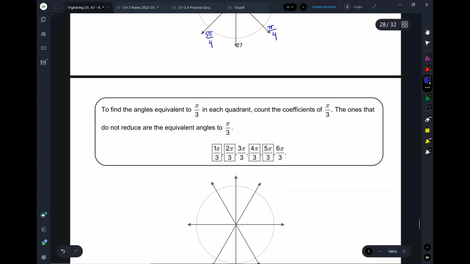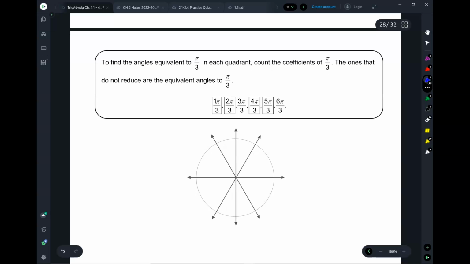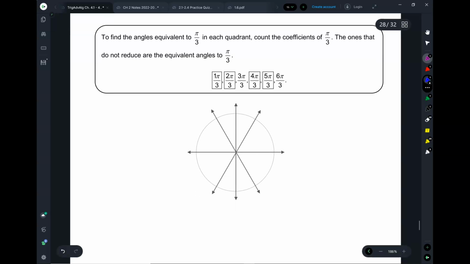Okay, so let's do the pi over 3s. These are the 60-degree angles. So all of these are the pi over 3s. The first one is pi over 3. Then one coefficient up, 2 pi over 3, that's a good one. 3 pi over 3 cancels, right? 4 pi over 3, that's good because the denominator doesn't go away. 5 pi over 3, the denominator doesn't go away, so all those work.